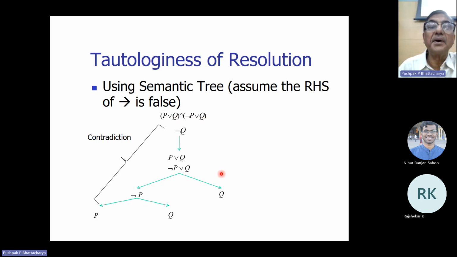So this is a very elegant method of showing contradiction or proving a tautology, which is in the form of an implication. Just take the right-hand side of the implication, negate it, and write the left-hand side below the negated right-hand side. Okay, and then keep on decomposing the formula, and every path should lead to a contradiction. This is how semantic tree operates.